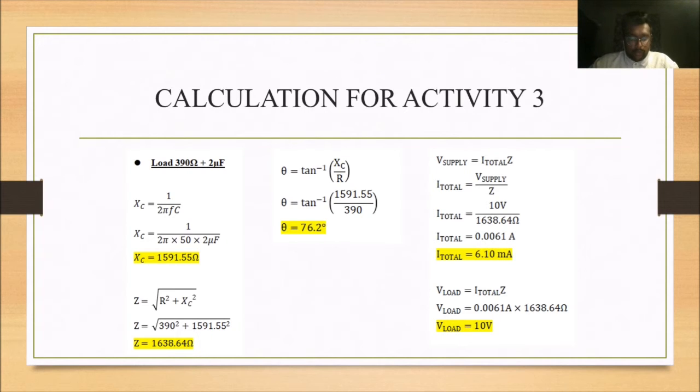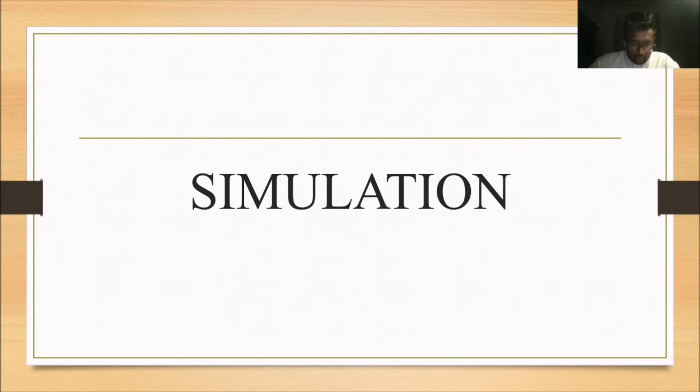So let's look into the calculation. In order to find the reactance of this capacitive load, the formula used is 1 over 2 pi fC. To find the total impedance, square root of R squared plus Xc squared is used, and for the total current and the load voltage, Ohm's law is used. So let's proceed straight away with the simulation.